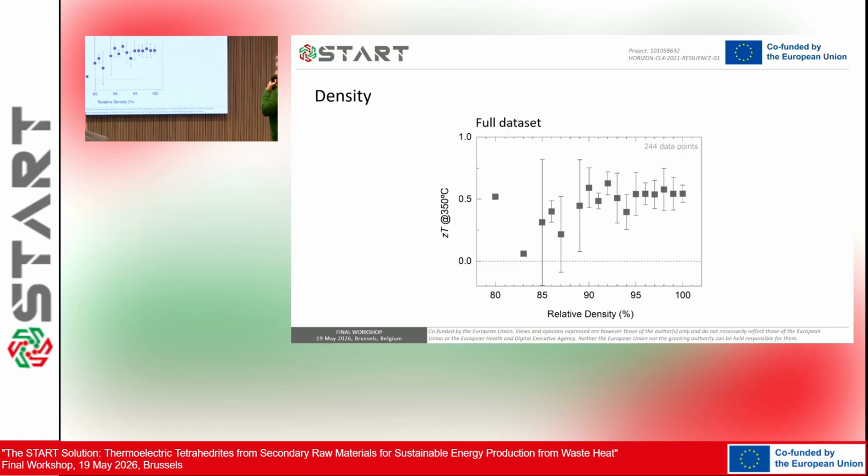material. Then we try to see, okay, is there a relation between ZT and density? And of course, here there is. You see that above 95, it's quite constant and the dispersion is smaller. And then it lowers, and there's a lot of dispersion, which also makes sense.